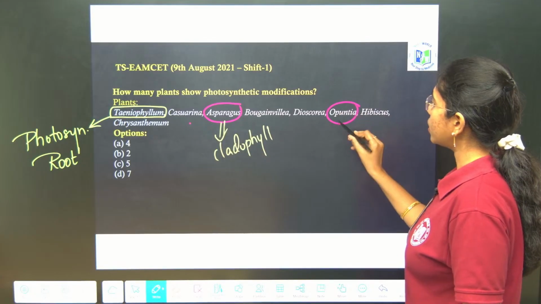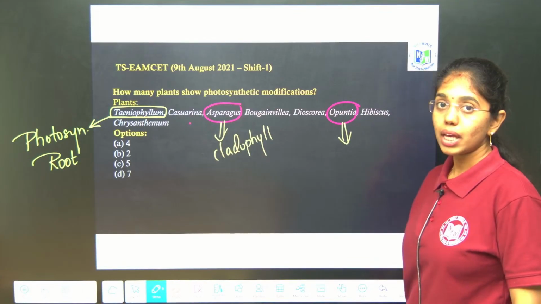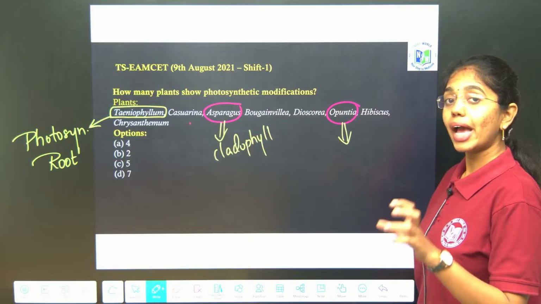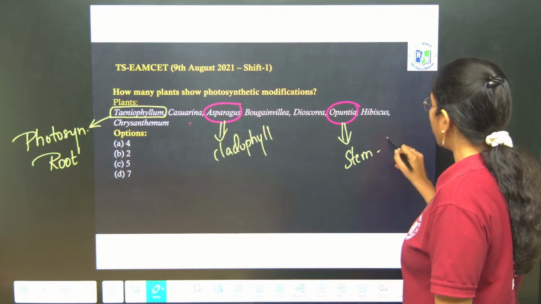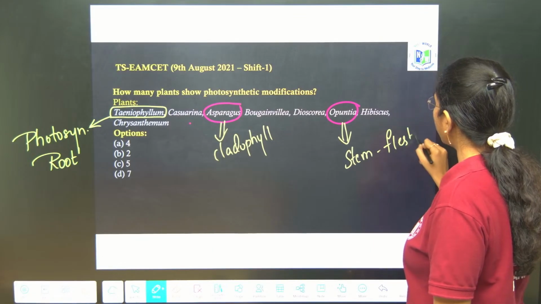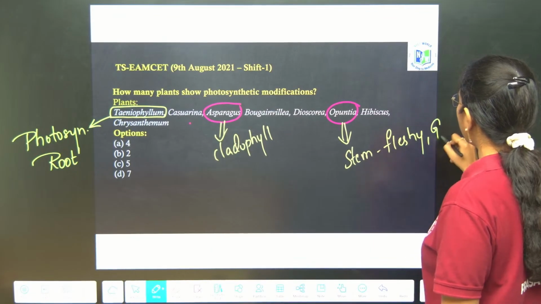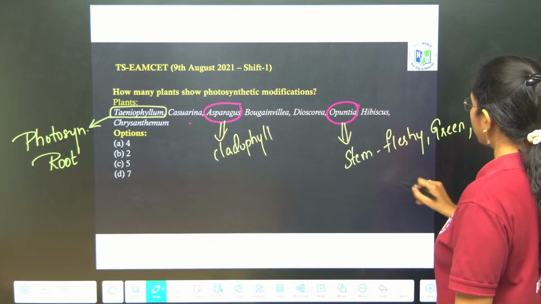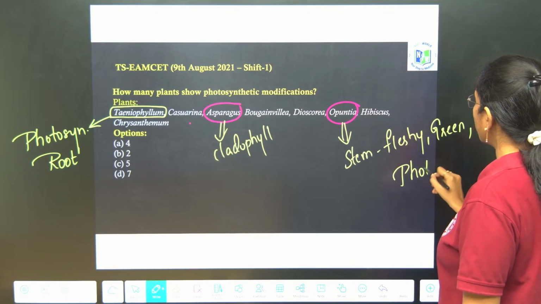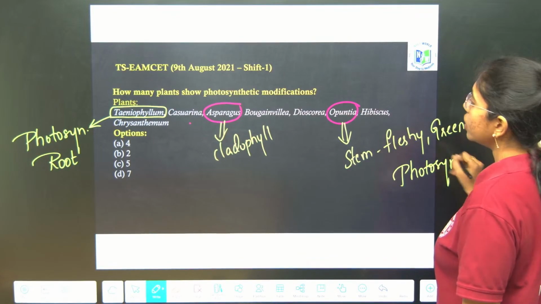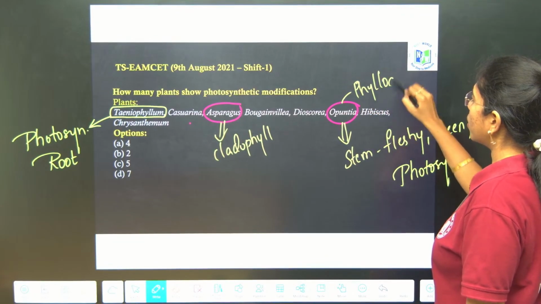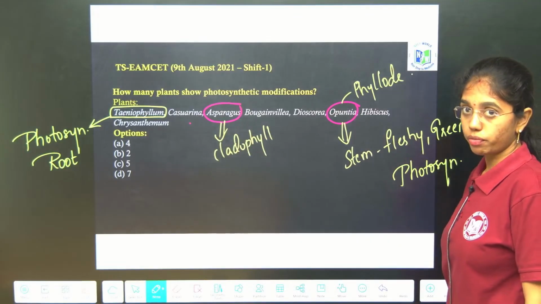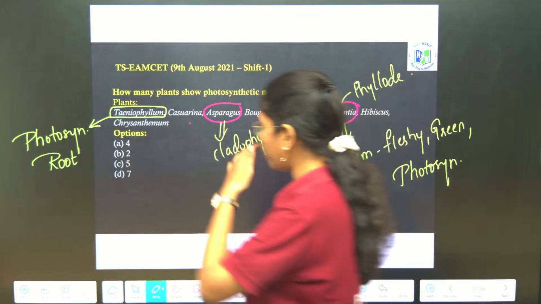Opuntia again, where stem is modified. Okay, stem is fleshy, modified to fleshy green photosynthetic, which is phylloid type of modification, phylloid type of stem modification. Okay. So, here how many are there?